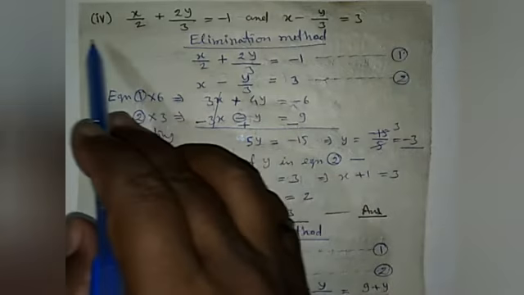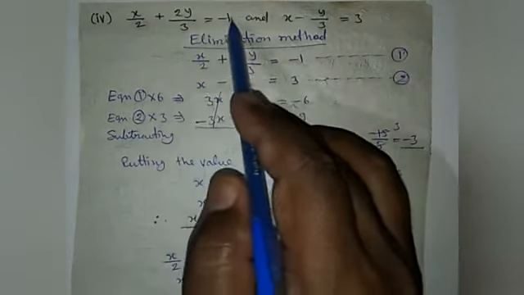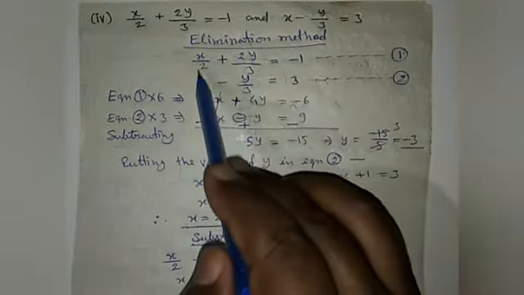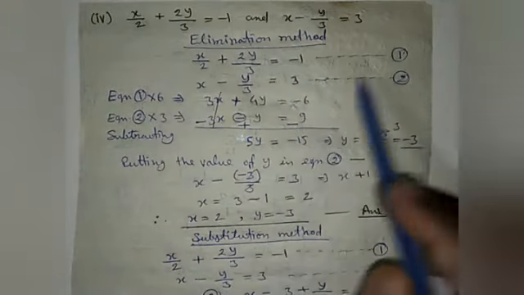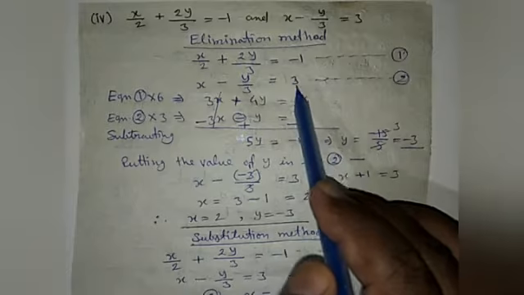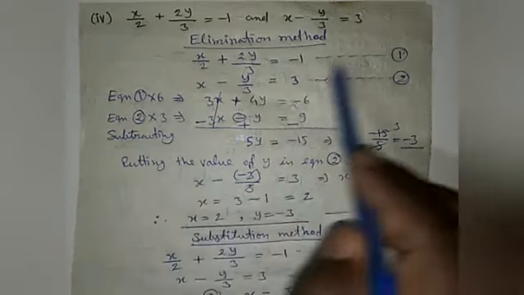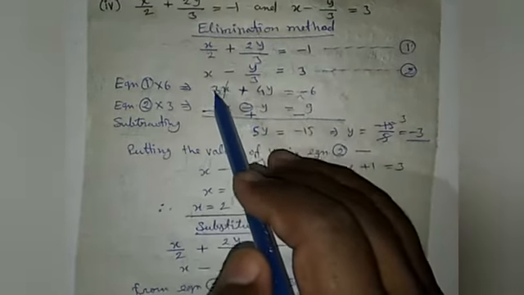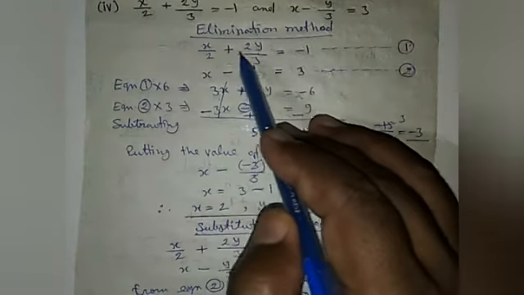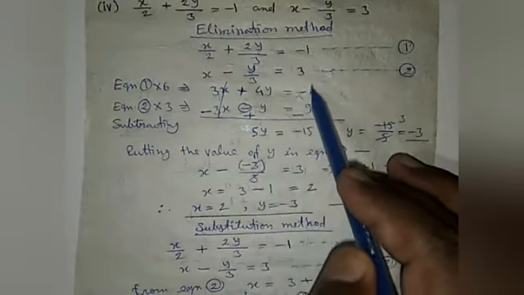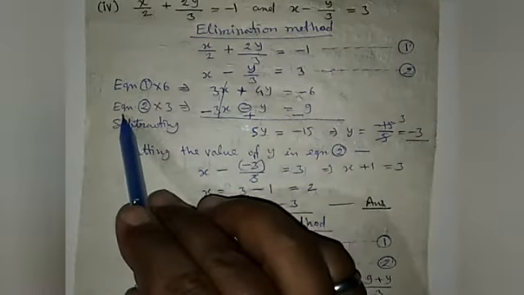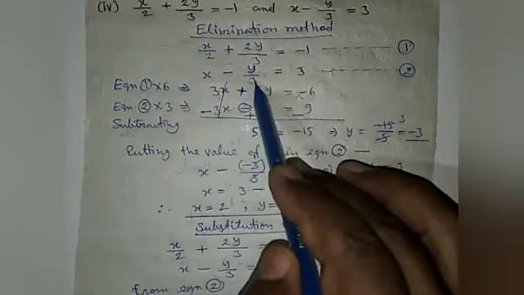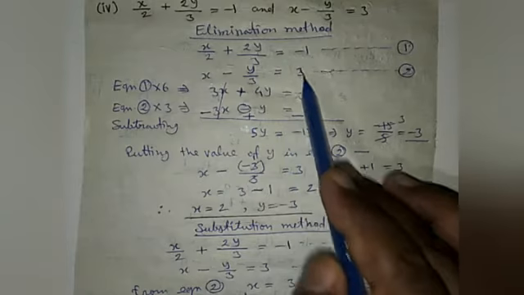In the fourth part, the equations are x upon 2 plus 2y upon 3 equal to minus 1 and x minus y upon 3 equal to 3. By the elimination method, x upon 2 plus 2y upon 3 equal to minus 1 is equation number 1 and x minus y upon 3 equal to 3 is equation number 2. Now multiplying equation 1 by 6 will give 3x plus 3 twos are 6, that is, 2 twos are 4, so 4y equal to minus 6. Then equation 2 is multiplied by 3 will give 3x minus y equal to 3 threes are 9.